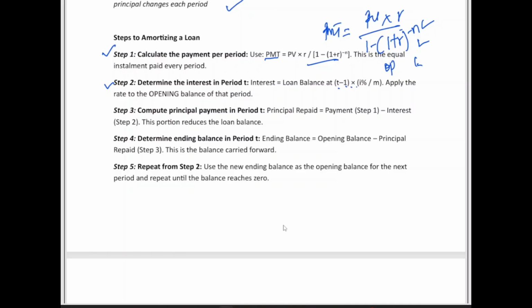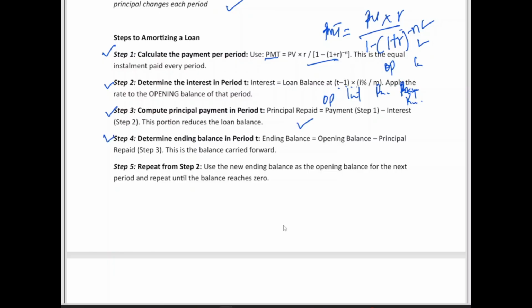Then step 3 is to compute the principal payment in the period, right? So in this case, you now have your opening balance, then you have your interest, then you have your periodic payment, then you get your principal repaid. In getting that, it has to be your payment minus the interest.